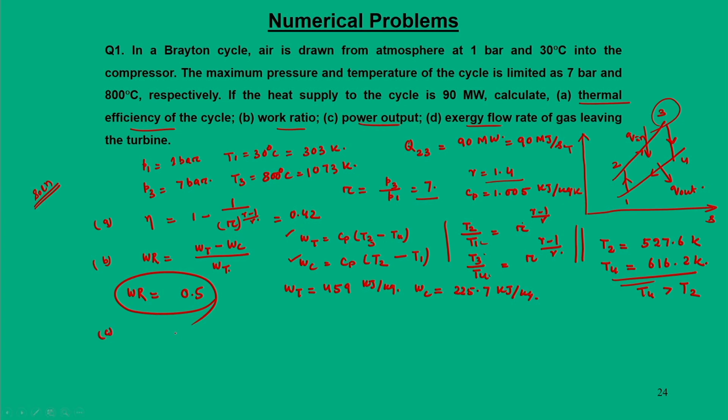The third point is power output. We can find power output from efficiency. We know efficiency, that is W net by Q in, is 0.42. So, W net can be found as 0.42 into 90, which becomes 37.8 megajoule per second.